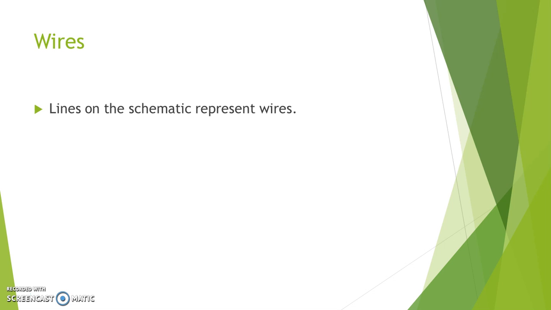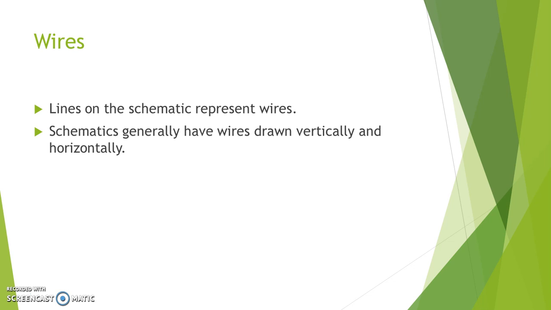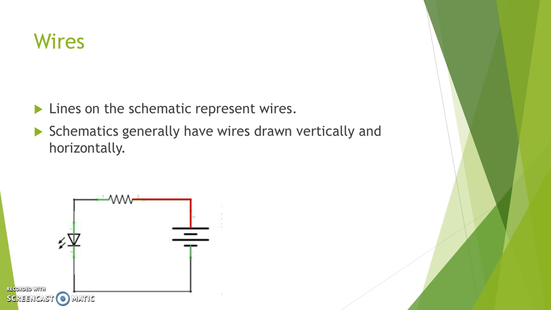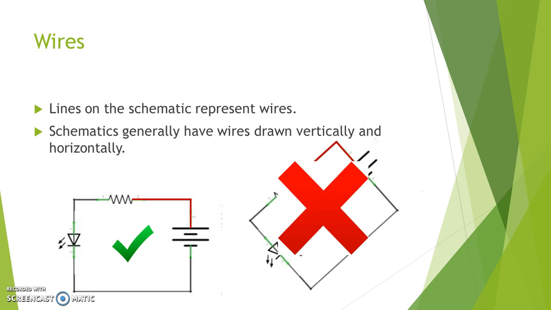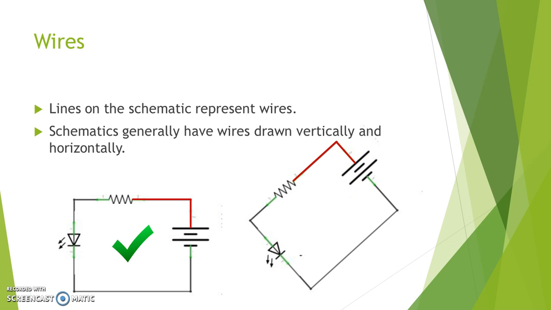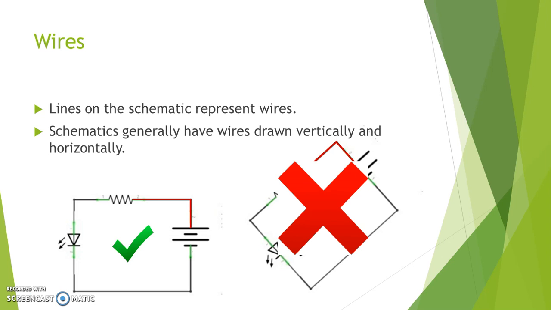Wires. Of course, lines represent wires, as we mentioned before. Schematics generally have the wires drawn vertically and horizontally. Okay, so this follows normal conventions. We see 90-degree turns. We see straight lines drawn horizontally and vertically. In general, this schematic, while really in many ways no different from the other one, is not following accepted practices because the wires aren't vertical and horizontal. So don't do that if you can help it.